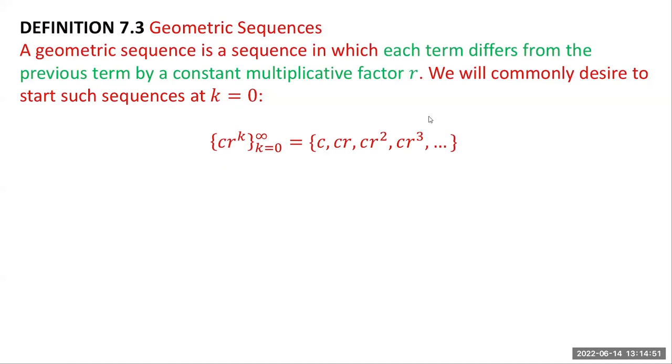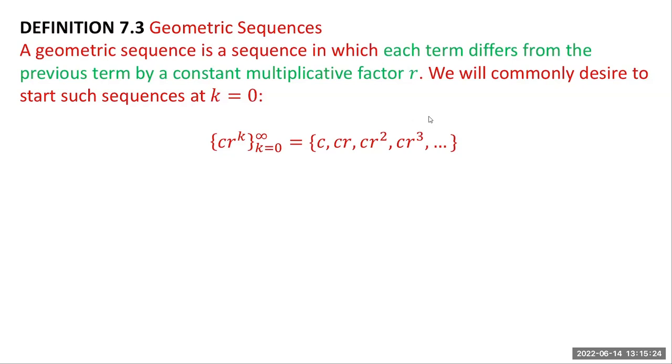Okay, the next thing I want to talk about is geometric sequence. Here is the definition of a geometric sequence. A geometric sequence is a sequence in which each term differs from the previous term by a constant multiplicative factor. We will commonly decide to start such a sequence at k is equal to 0. Typically when we deal with geometric series, the starting index is 0. That's the custom that we will be using.